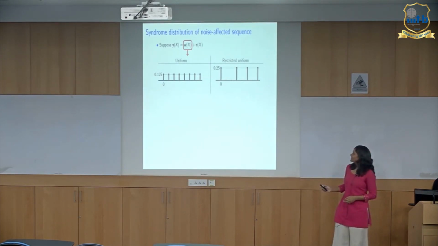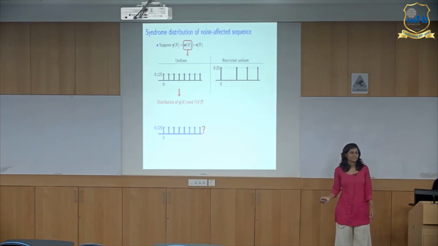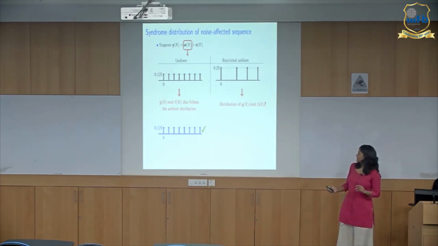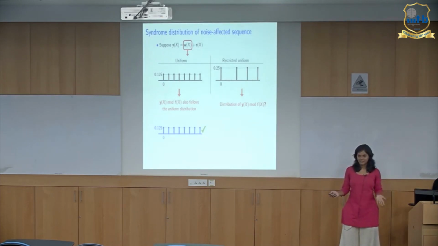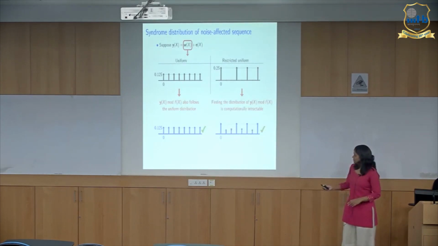Okay, so now when the distribution of w of x is uniform, let's try to guess how the distribution of the noise-affected syndrome will look. Will the distribution look like this? Any guesses? Yes, in fact, when the distribution of the noise-free vector is uniform, the distribution of the noise-affected vector is also uniform. This is what we prove. Now, in this situation, let's try to guess the distribution of the noise-affected one. Will the distribution be like this? Any attempt? In fact, the answer is no. The distribution will not look like this. We prove that the distribution will look like this.